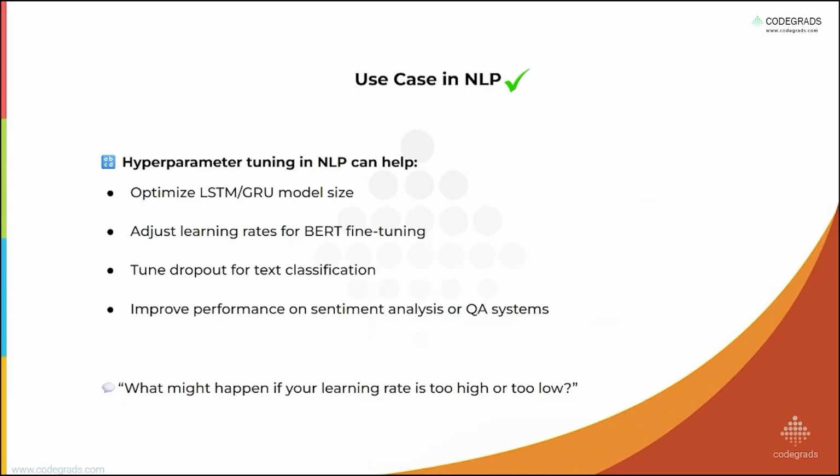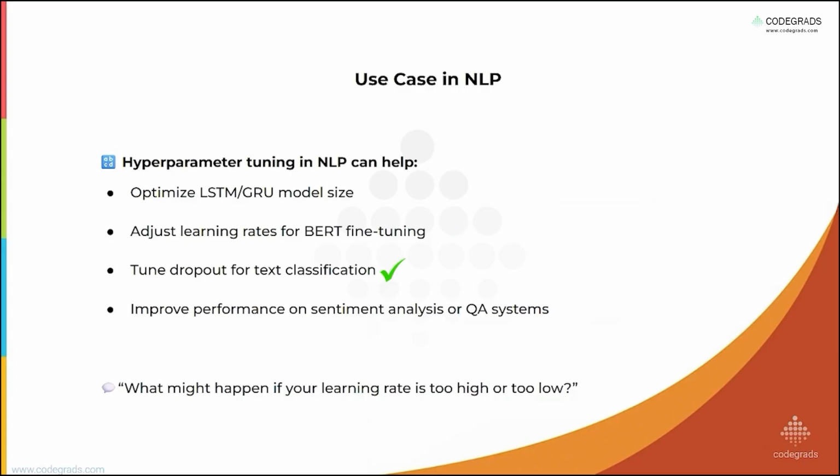Now, use cases in NLP. Hyperparameter tuning in NLP can help optimize LSTM, GRU, and model size. We can also use RNN. We can adjust the learning rate for BERT fine tuning, when we are trying to fine tune a BERT model like RoBERTa, ALBERT, or basic BERT. We adjust the learning rate through hyperparameter tuning.